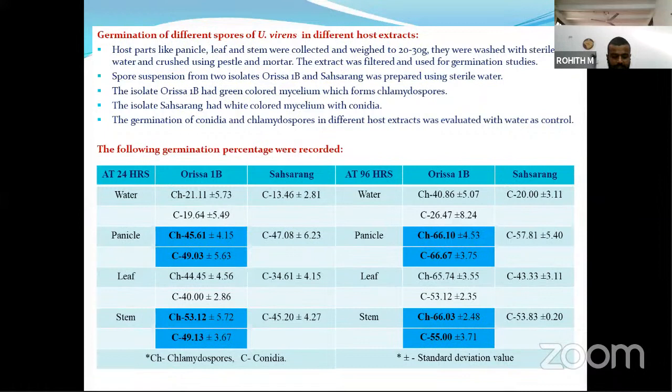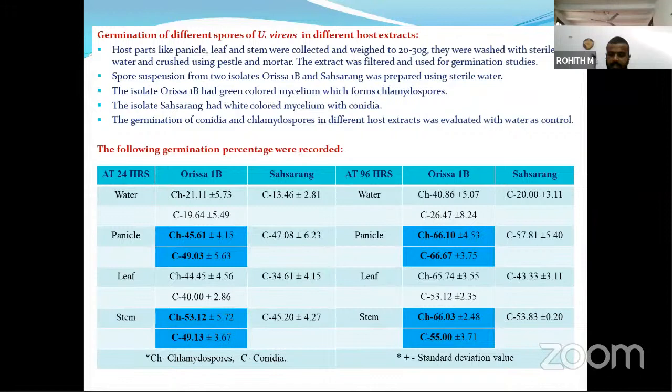In the table, it is clearly seen that the panicle and the stem extract stimulated the initiation of germination of the spores when compared to water or leaf extract. After 96 hours of germination, the maximum germination percentage of the chlamydospores in panicle extract was 66.10%.